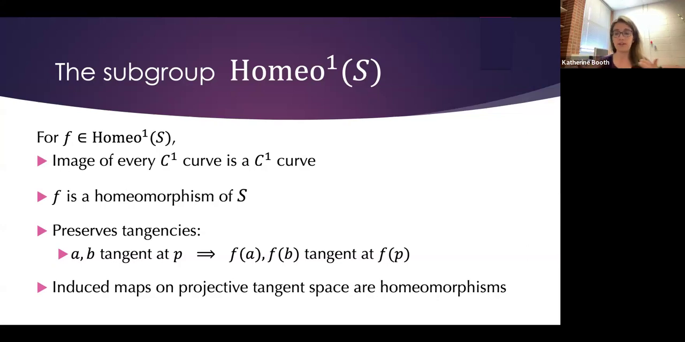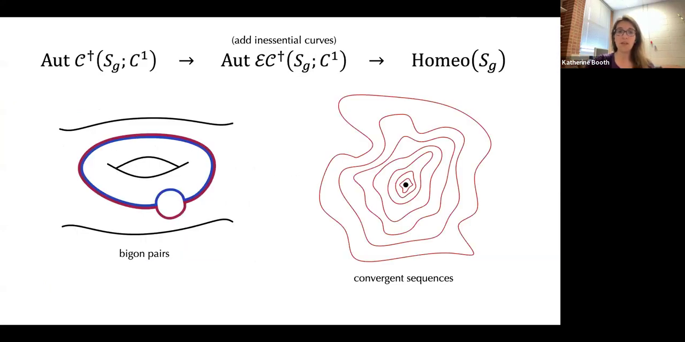And so what I want to do for the rest of the talk is explain how these come from the curve graph, how we can see these in the curve graph. So the first one just comes straight from the fact that we have an automorphism. We're going to map C1 curves to C1 curves. So that one is pretty much done. Second, being a homeomorphism of the surface. So let's try to look at what we did in the homeomorphism case. Does this work? So convergent sequences are actually going to work nearly identically.